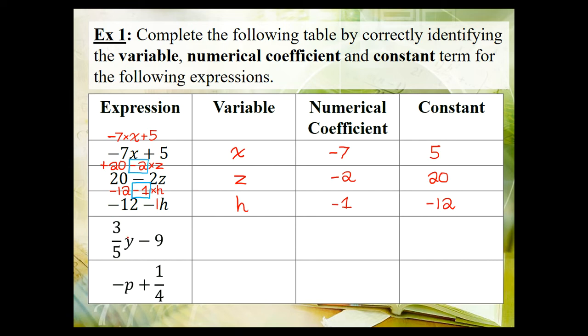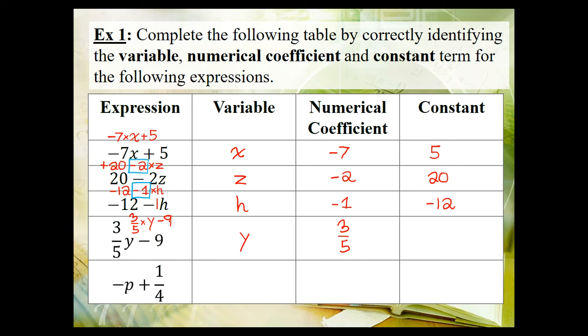Okay, 3 over 5y minus 9. Okay, variable. It's obvious. It's just a y. What's the number that's attached to the variable through multiplication? Well, it's actually this entire fraction, because you could write it as 3 over 5 multiplied by y minus 9. So the entire fraction, 3 over 5, would be the numerical coefficient in this situation.